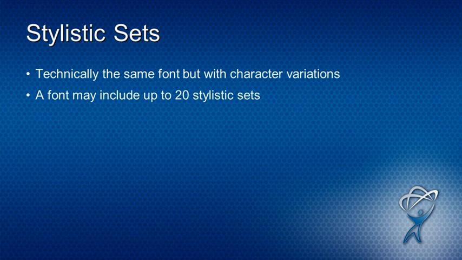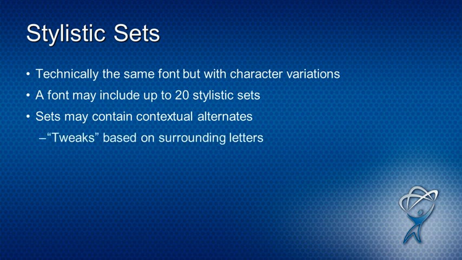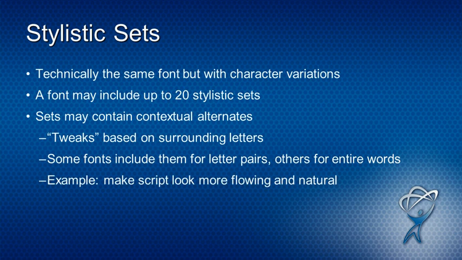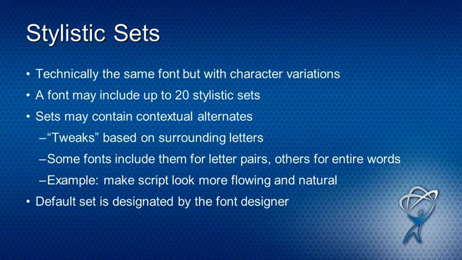A font may include up to 20 stylistic sets, and sets may contain contextual alternates as well. Contextual alternates are kind of tweaks based on the surrounding letters. Some fonts include them for letter pairs, others for entire words. So not everything's going to have some of these contextual alternates, but you can choose whether to use them or not. An example might be where if you're writing in a script font, it's going to make it look more flowing and natural. The default set is designated by the font designer.